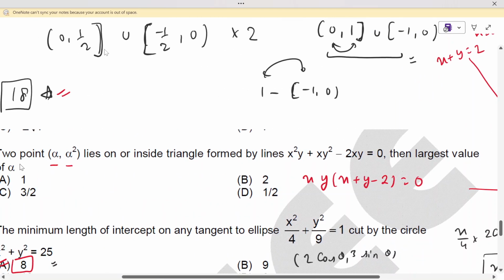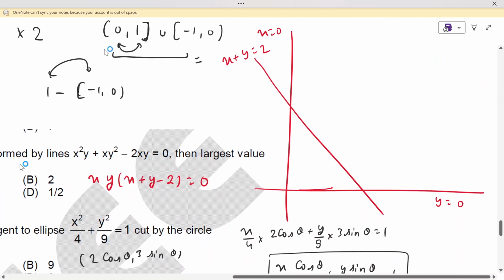It says the point is lying on or inside the triangle. So alpha comma alpha square is some point. So what I can say is our point is alpha comma alpha square. The vertices are 0 comma 0, this point is 2 comma 0 and this point is 0 comma 2.